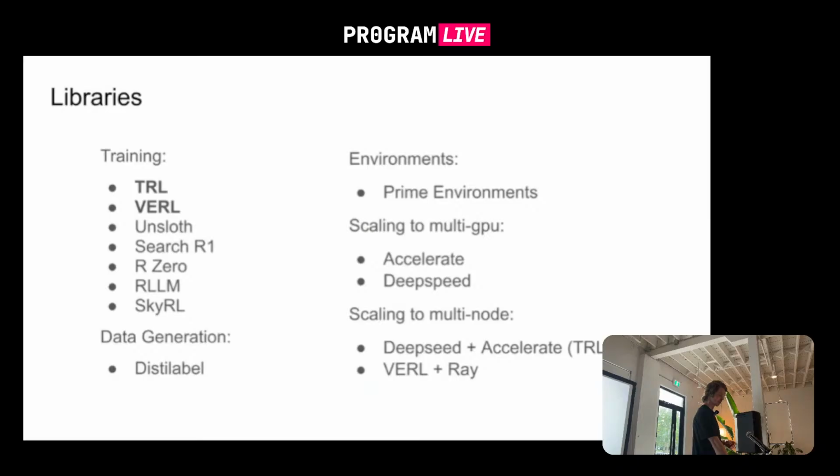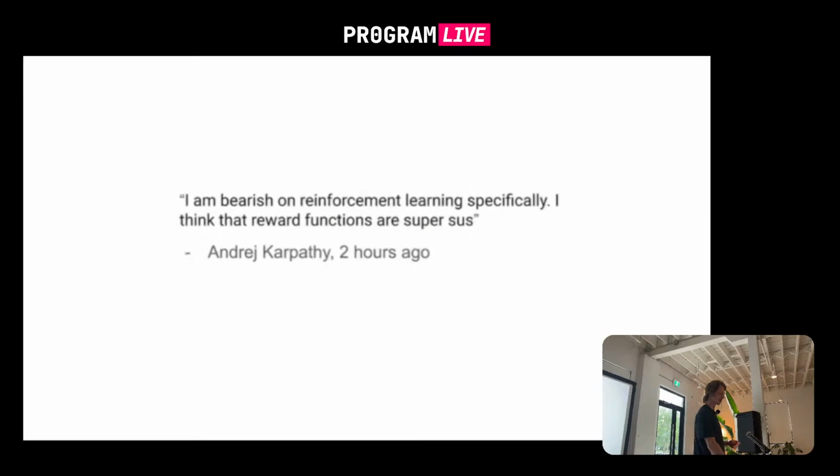And then the last thing I'll leave you with is this, from 2 hours ago. Andrej Karpathy, a very famous AI researcher, posted this on X: I'm bearish on reinforcement learning specifically. I think that reward functions are super sus. What he's saying here is not that they don't work, but that as a way to get to AGI, this probably isn't it. And that's probably true. There's probably going to be something next month.